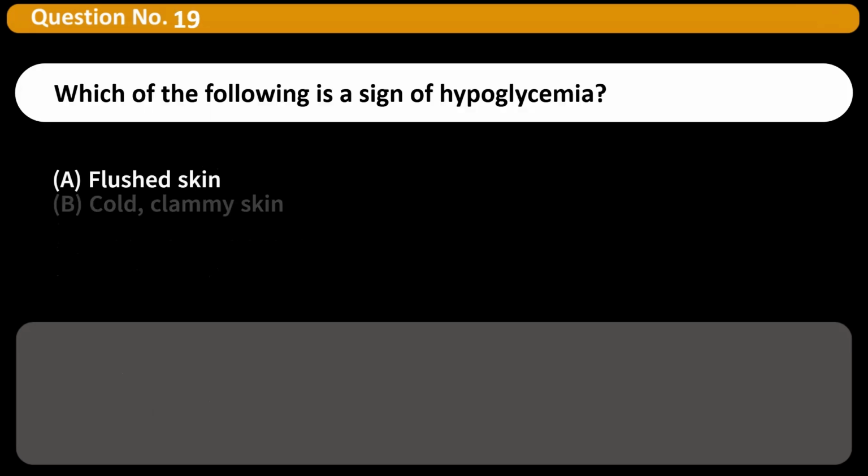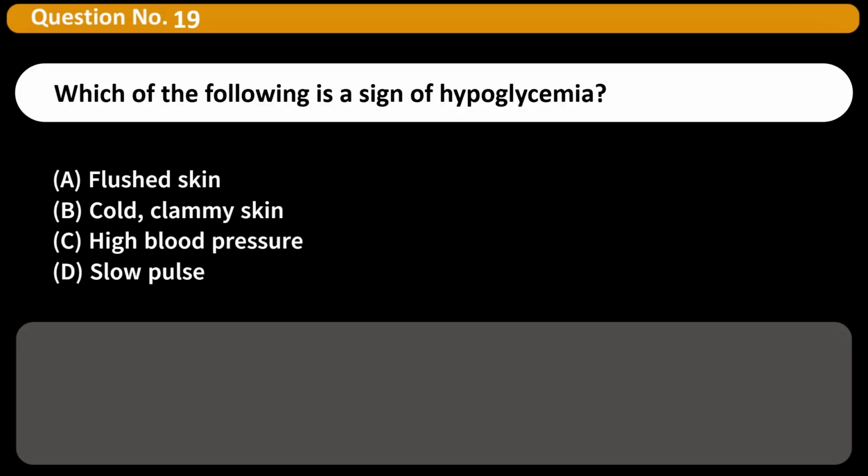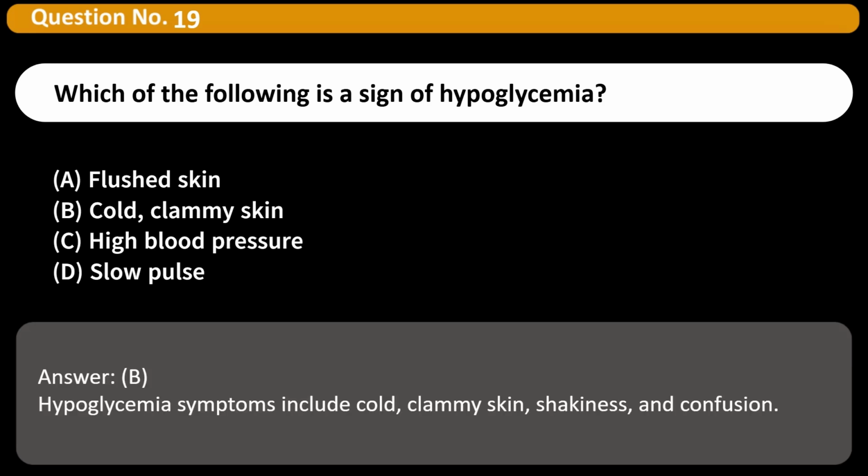Which of the following is a sign of hypoglycemia? A. Flushed skin. B. Cold, clammy skin. C. High blood pressure. D. Slow pulse. Answer: B. Hypoglycemia symptoms include cold, clammy skin, shakiness, and confusion.